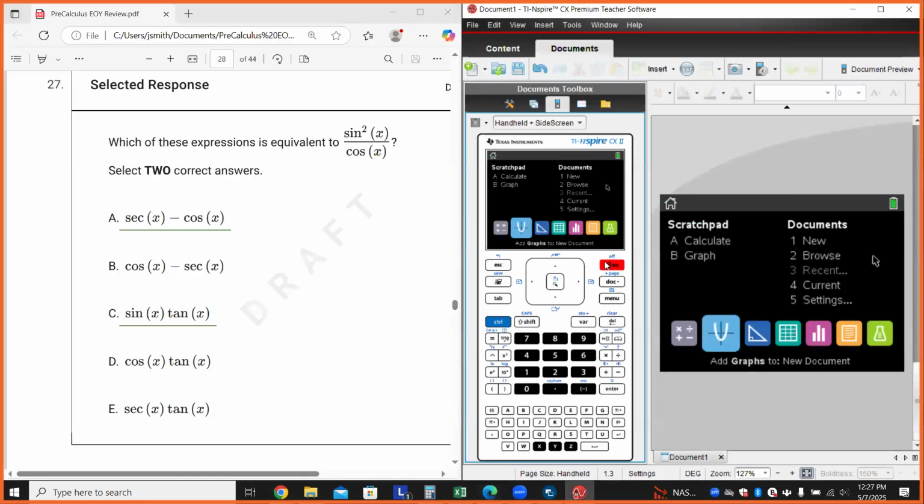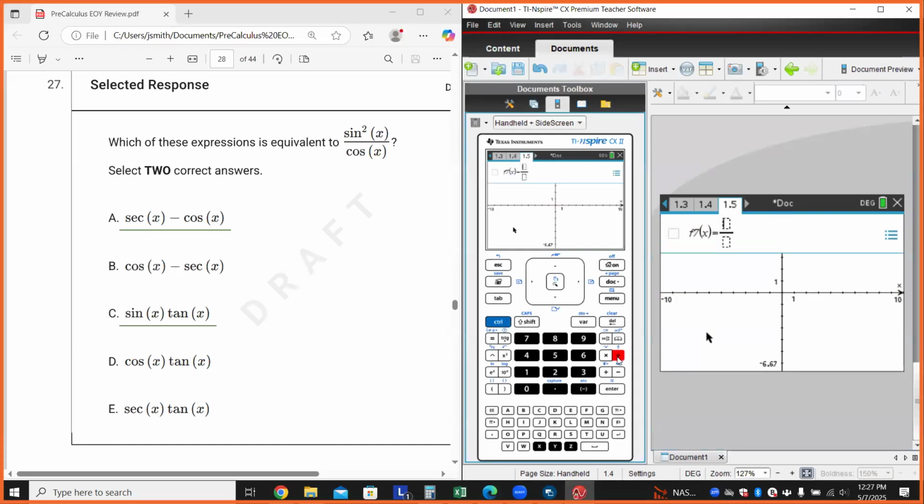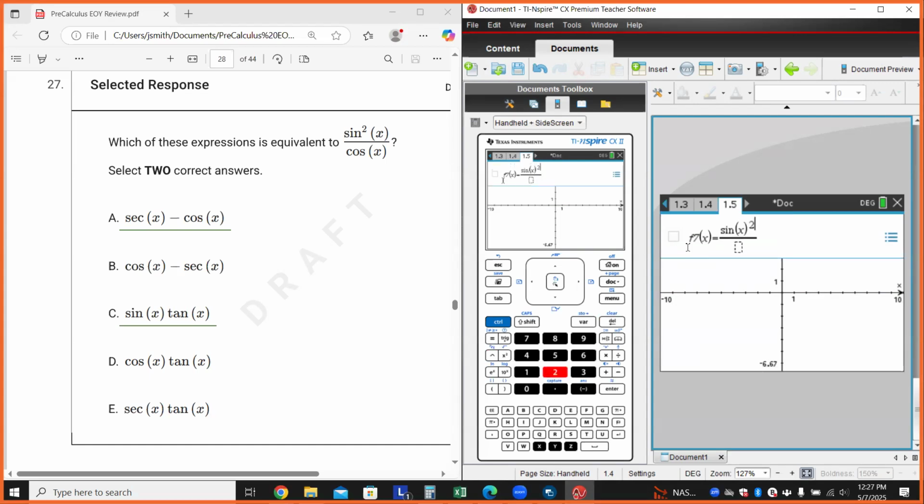I would go here, open up a graph, control, divide. So notice that says sine squared x. When you do it, you have to do sine, and for the calculator's purpose, the square has to go outside of the x, not in between the sine and the x. You'll get an error code if you try that. That's the only thing about this calculator.